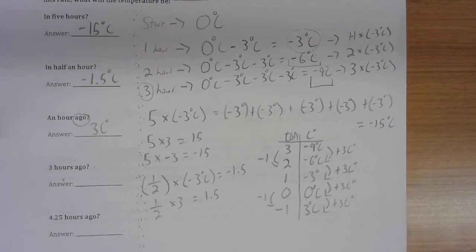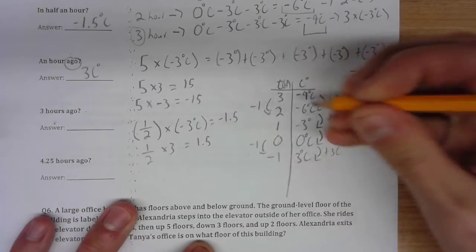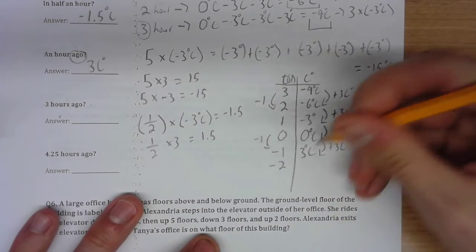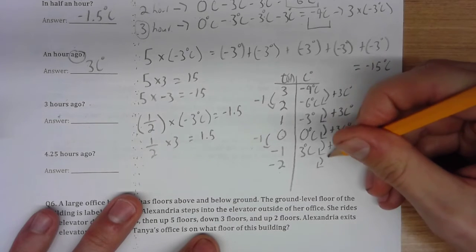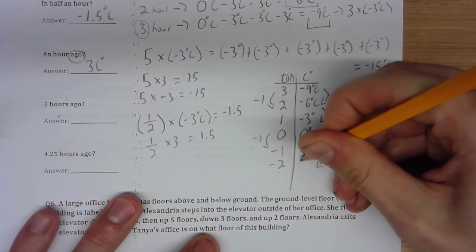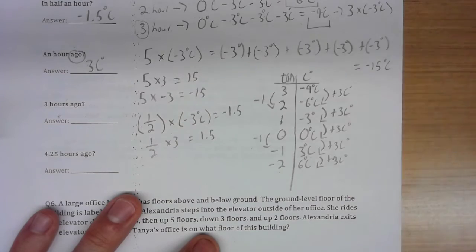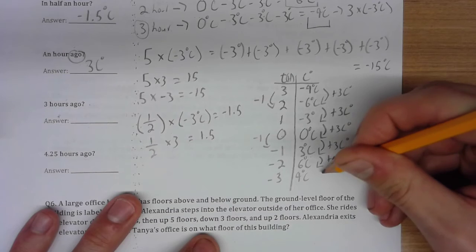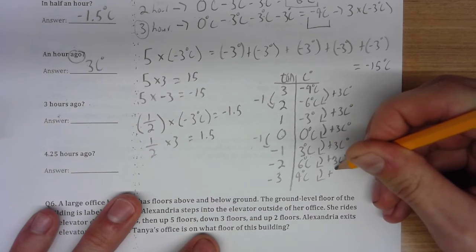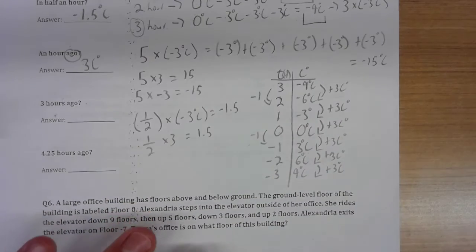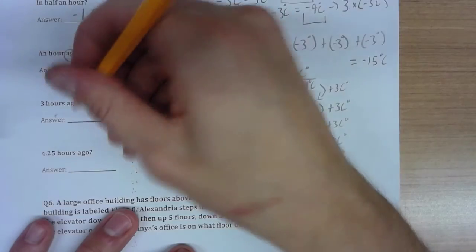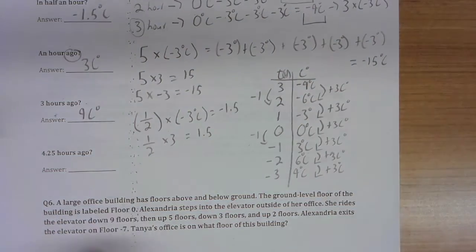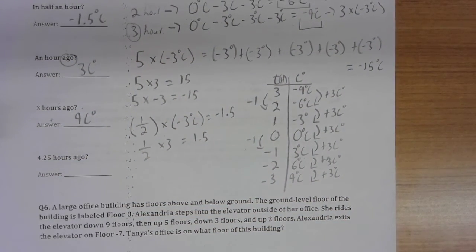What about 3 hours ago? So we know negative 2 is going to be another plus 3 on this side. So that's going to be 6 degrees Celsius, and the negative 3 is going to be 9 degrees Celsius because we just keep adding this plus 3 degrees Celsius. So 3 hours ago is going to be 9 degrees Celsius. What about this last problem?